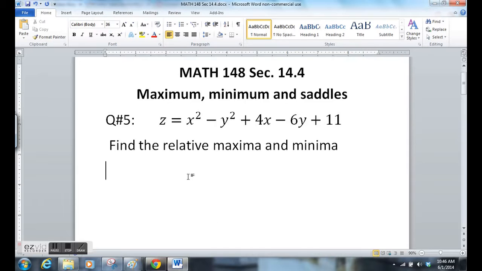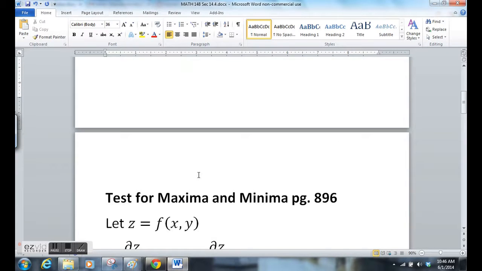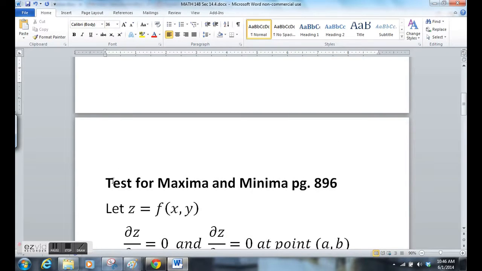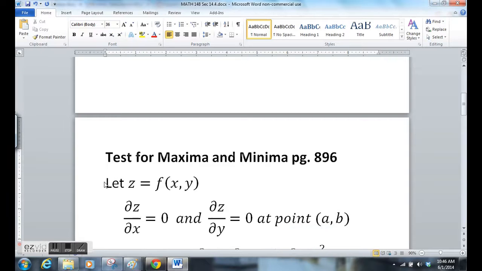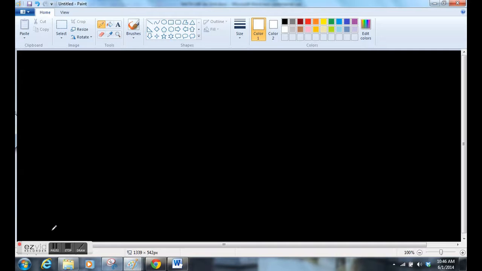The way you want to answer these questions is to follow this test. There's a little box that gives a procedural test, and it's on page 896. So you have this function. The first thing we're going to do is find the derivative in terms of x and y, and to find this point a, b. I will walk you through it. I don't expect you to know how to do this before I start the video.